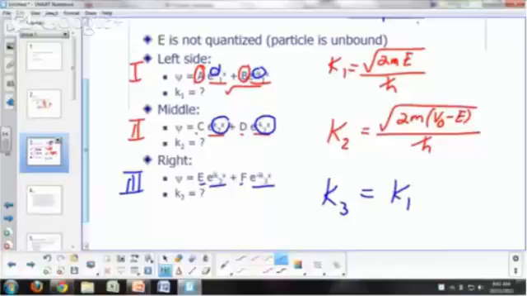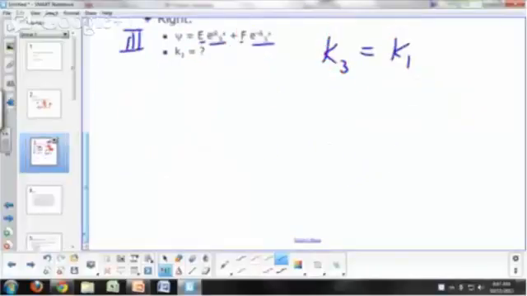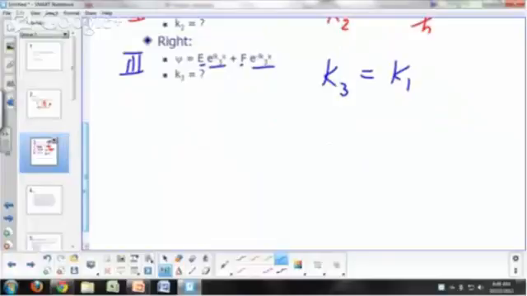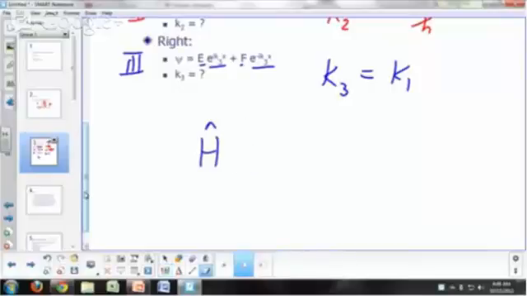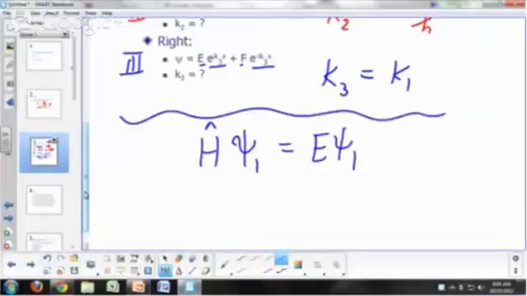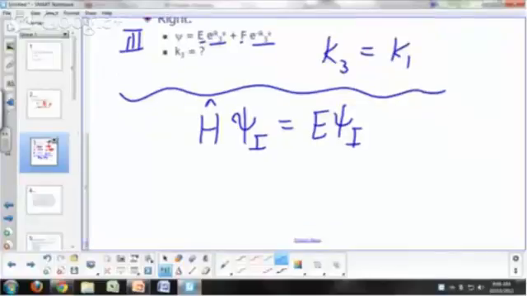Now, why is there an i in region 1 and region 3, but no i in region 2? So let's do a quick review of how we solve the Schrodinger equation for a free particle. Remember, H psi, let's just do psi 1, H psi 1 equals E psi 1. That's your Schrodinger equation to the left of your barrier. What's the Hamiltonian for a free particle?